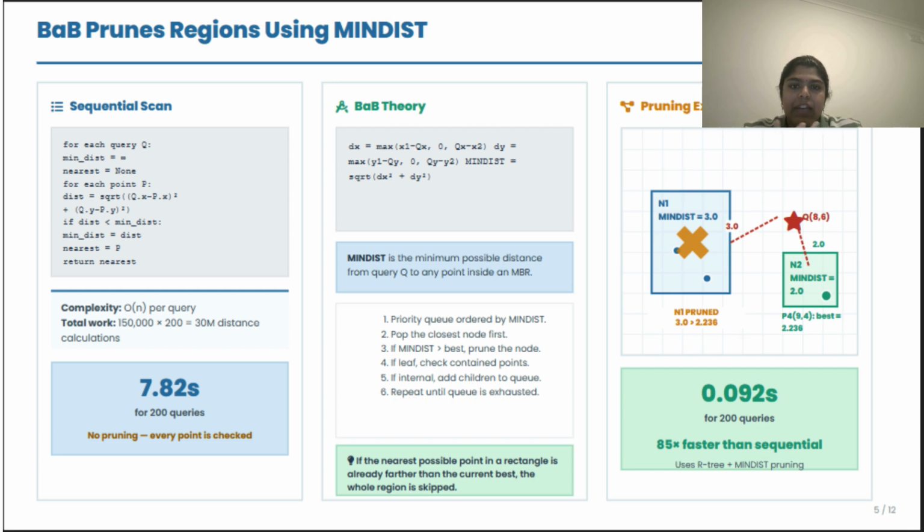On the right hand side, you can see that node N1 has a minimum distance of 3.0 and gets pruned. Node N2 has a minimum distance of 2.0 and gets processed first. Inside N2, we find P4 at a distance of 2.236. When we check N1, its minimum distance of 3.0 already exceeds 2.236, so the entire node is eliminated. The result is 0.092 seconds, 80 times faster than the sequential scan.